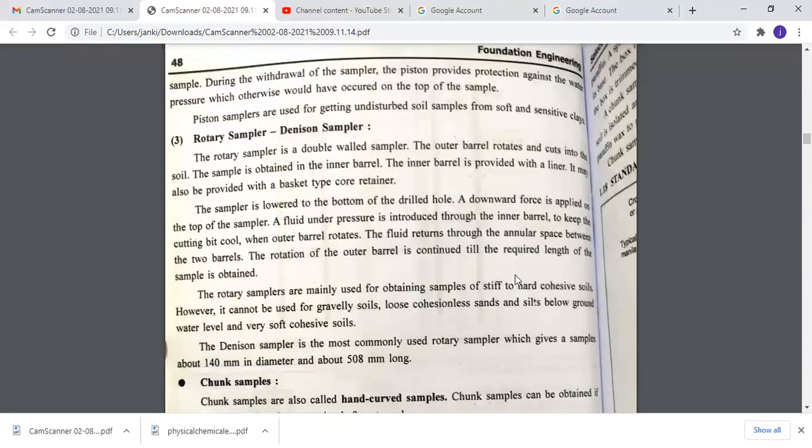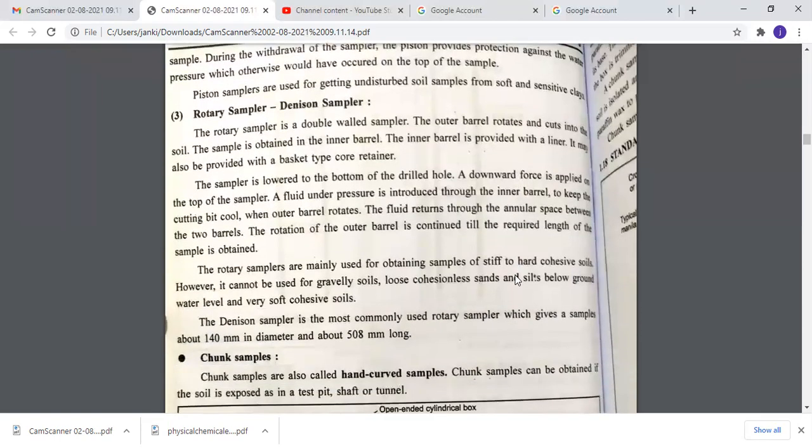Next is the rotary sampler, which is known as the Denison sampler, right? A rotary sampler is a double wall sampler. The outer barrel rotates and cuts into the soil. The sample is obtained in the inner barrel. The inner barrel is provided with a liner. It may also be provided with a basket type core retainer.